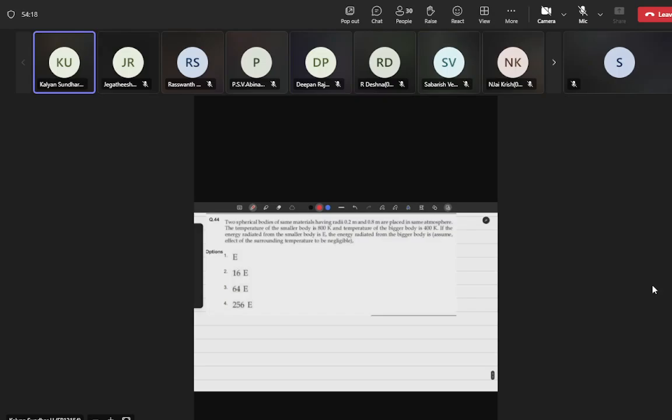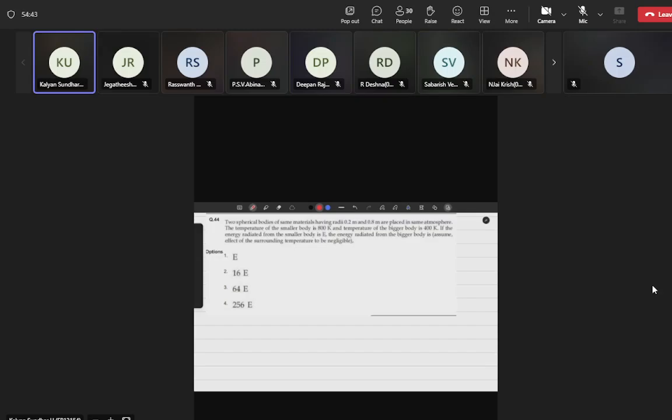This is from thermal properties of matter. Two spherical bodies of the same material, with radii 0.2 and 0.8 meter, are placed in the same atmosphere. The temperature of the smaller body is 800 and the temperature of the bigger body is 400. If the energy radiated from the smaller body is E, then how many times is the energy radiated by the bigger body?